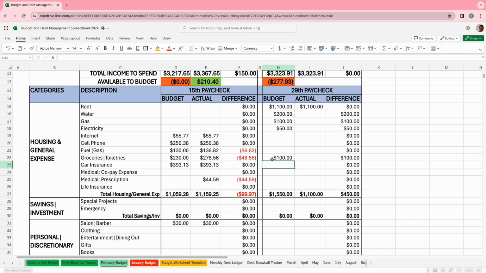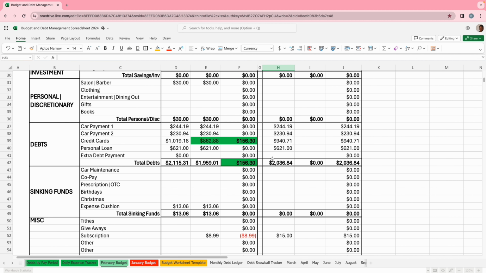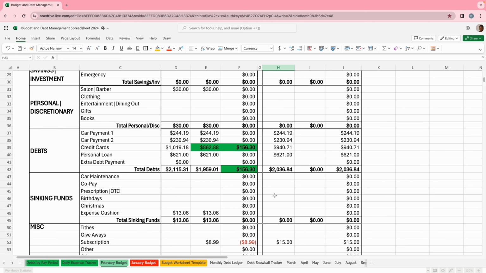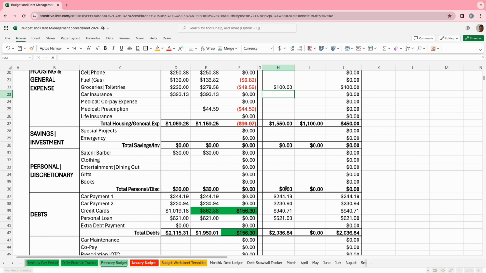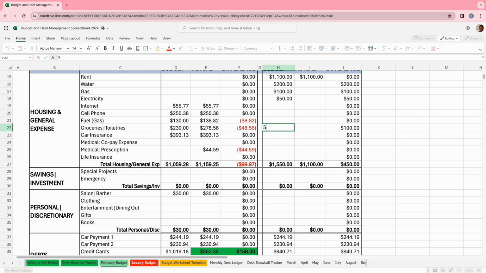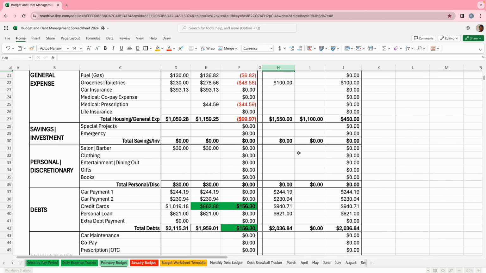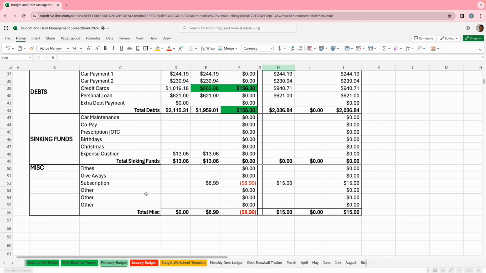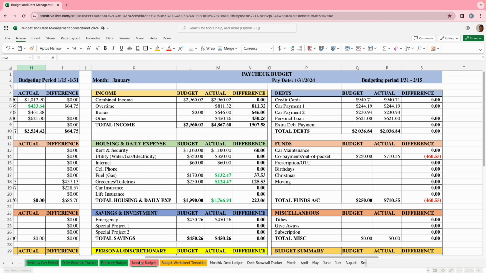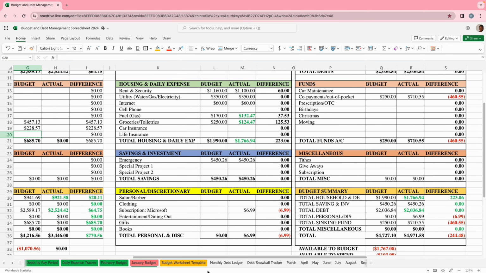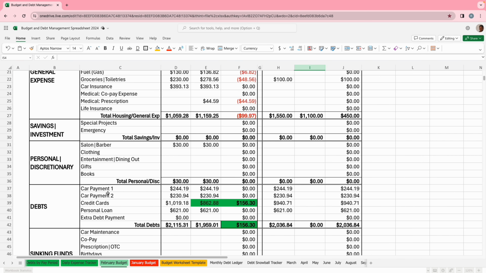I'll just, what else? Is there anything else I can do? I cannot. Okay, so there is nothing else that I can cut from. So I'll try to use $50 just to get basic. No, that's not gonna work. There is nothing else that I can cut. I know the subscription, my Microsoft subscription. Let me go back to January and see how much that was. $6.99. I cannot cut anything from the debt section.